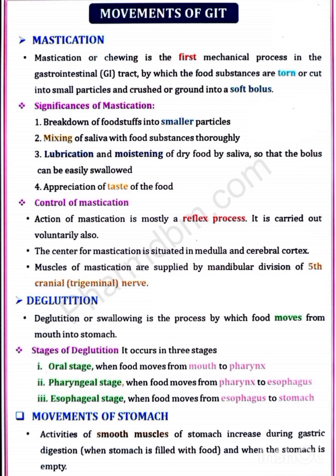Deglutition. Deglutition or swallowing is the process by which food moves from the mouth into the stomach. Stages of deglutition. It occurs in 3 stages: oral stage, pharyngeal stage, and esophageal stage. First one, oral stage, when food moves from the mouth to the pharynx. Second one, pharyngeal stage, when the food moves from the pharynx to the esophagus. Esophageal stage, when the food moves from the esophagus to the stomach.